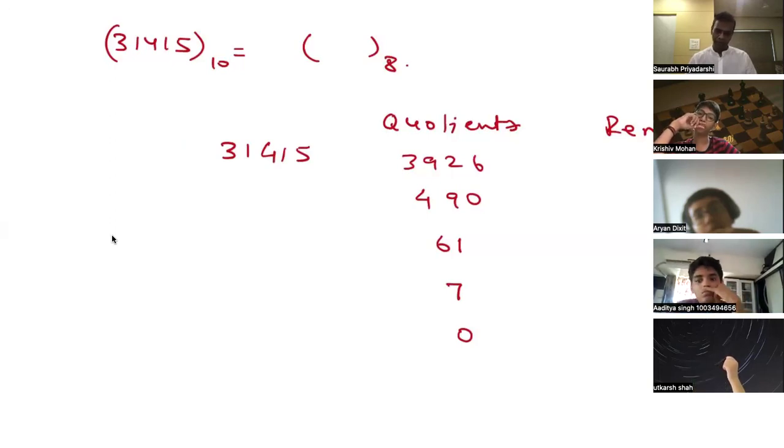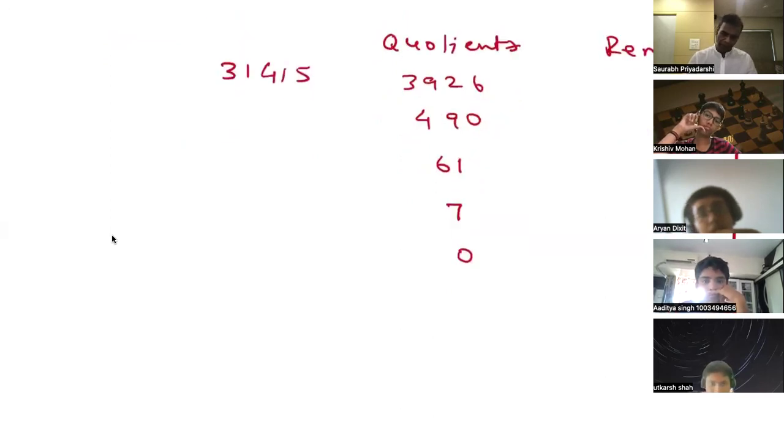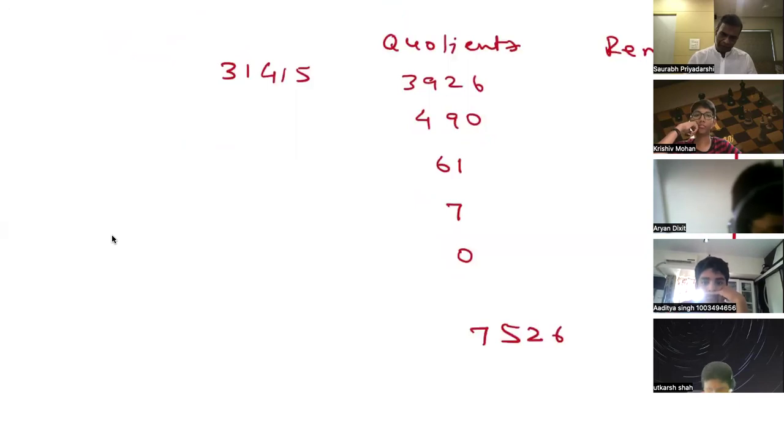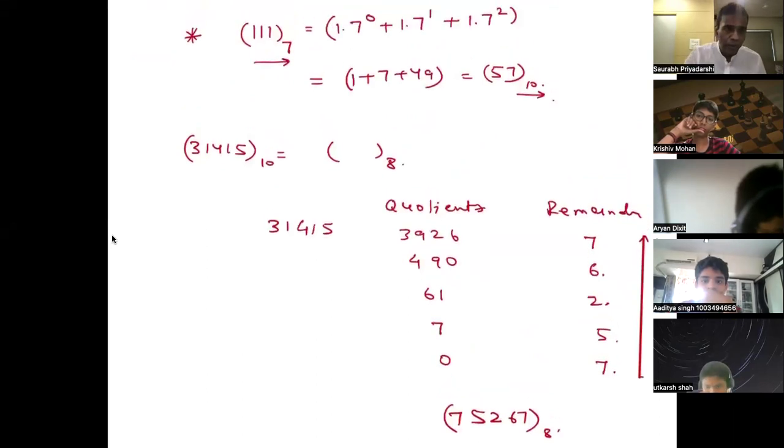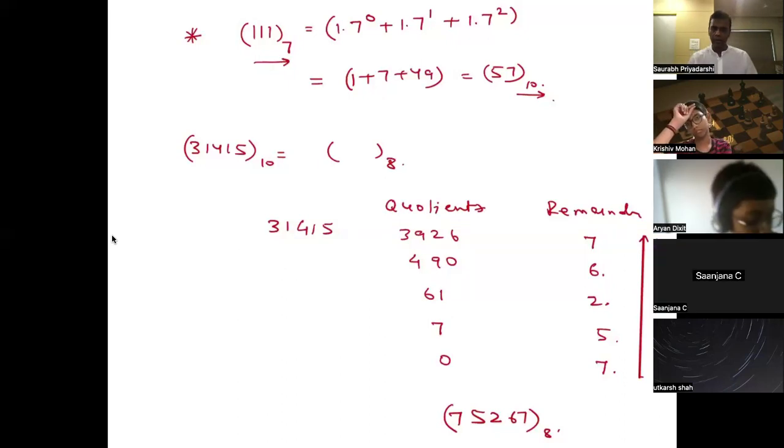Right? So as I said, you have to write down from bottom to up, means 75267, right? This is with the base 8. I hope Zeal, check your answer. Is this okay, beta? Sanjana, yes sir. Okay. Note down, please.